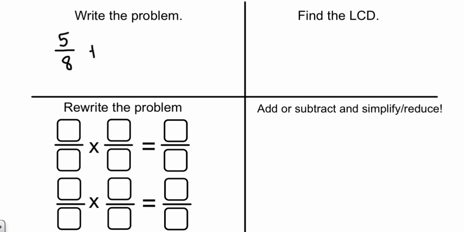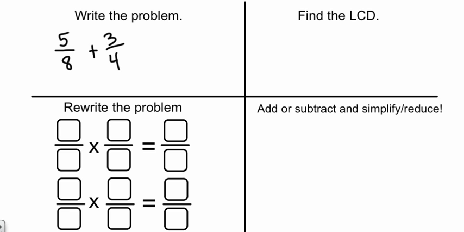plus 3/4. So your first step is always to write the problem, and what we have here is the T-chart, and there's 4 different squares. And as you're going through and adding and subtracting your fractions in your notebook, it's going to be really important that you also set it up like this, because by setting it up really carefully and organized, you're going to make sure you're getting the problem correct.